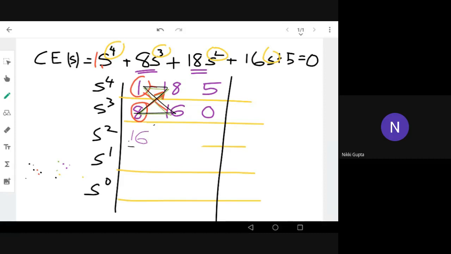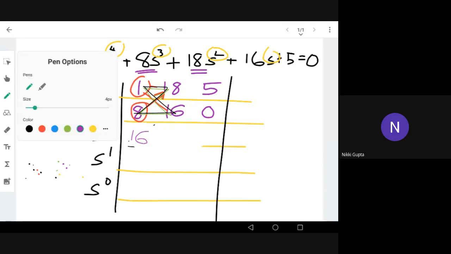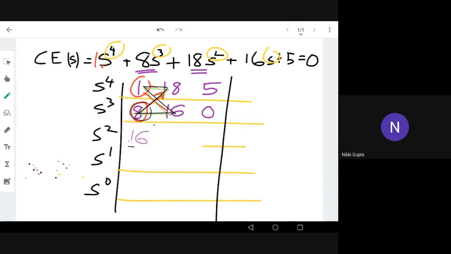Now what is the second element? Again the same thing. I will start with the bottom 8, and again I should go to the 5. 8 into 5 minus 1 into 0 divided by 8. Here 8 and 8 cancel, so it is nothing but 5. So I'll get a 5 here, right?